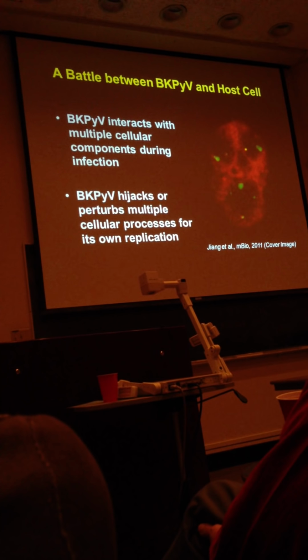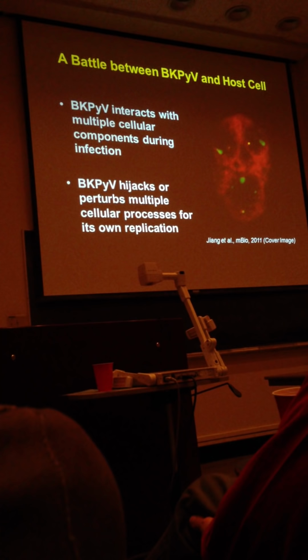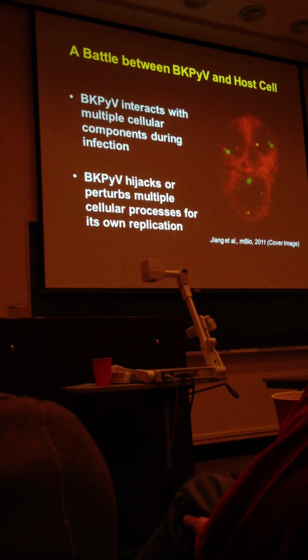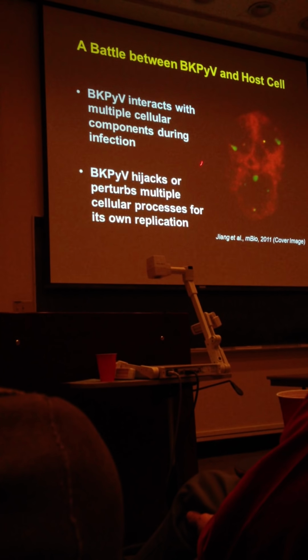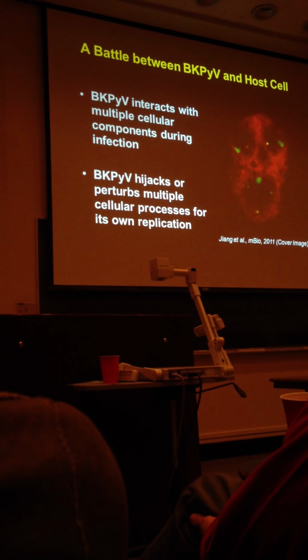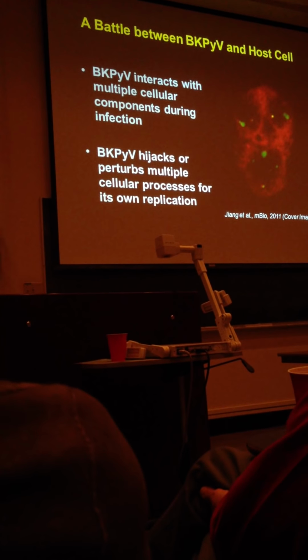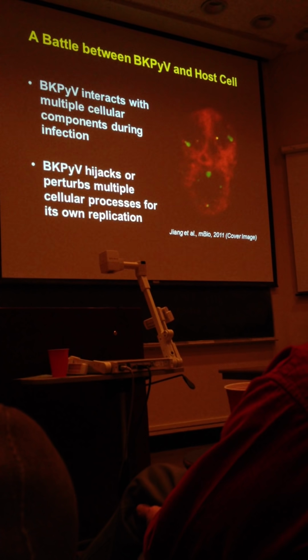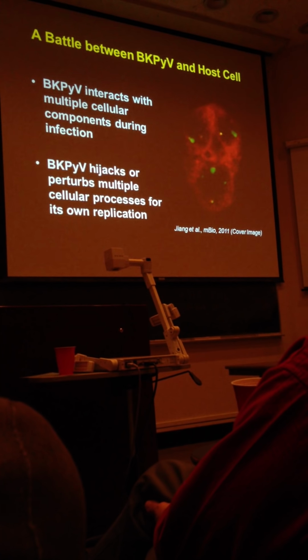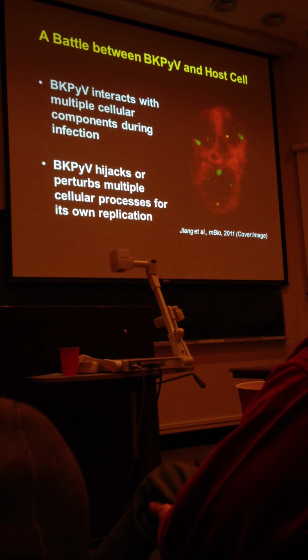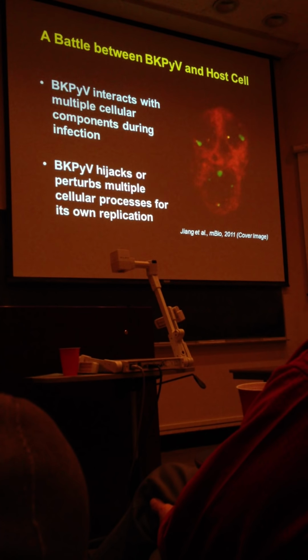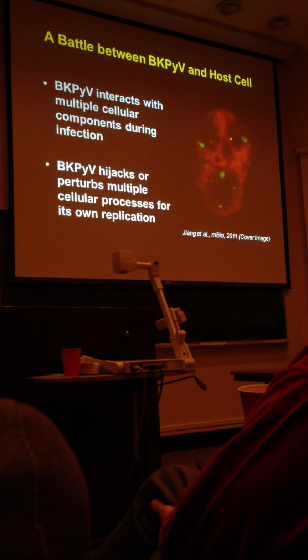So just a summary of what I have told you in terms of the general picture of my research. We think there's an ongoing battle between the virus and the host cells. So I've shown you that BKV is able to interact with multiple cellular components during the infection. And also it can either hijack whatever is beneficial to its replication or perturb whatever has antiviral functions to allow for the infection to proceed without any stop.